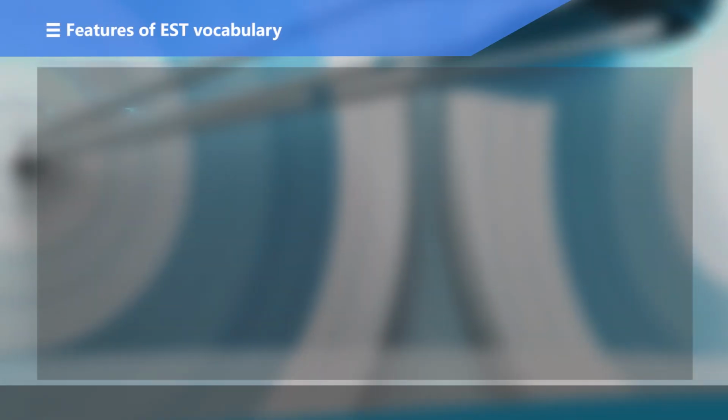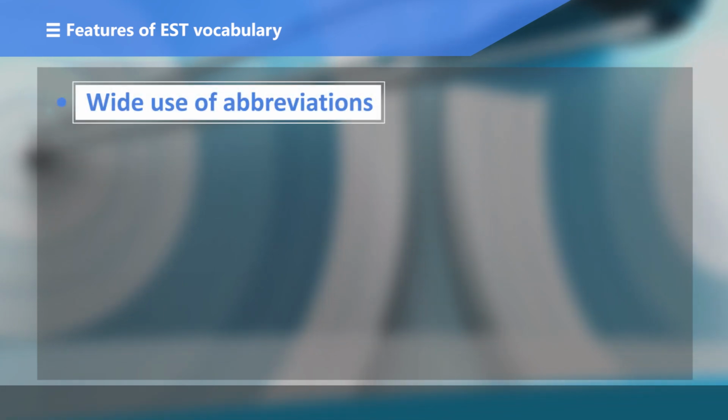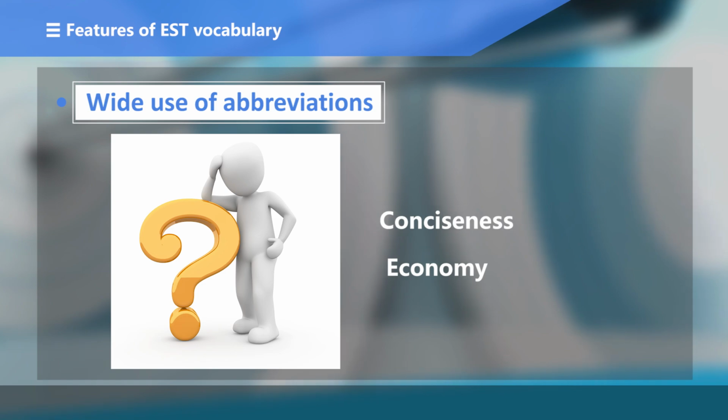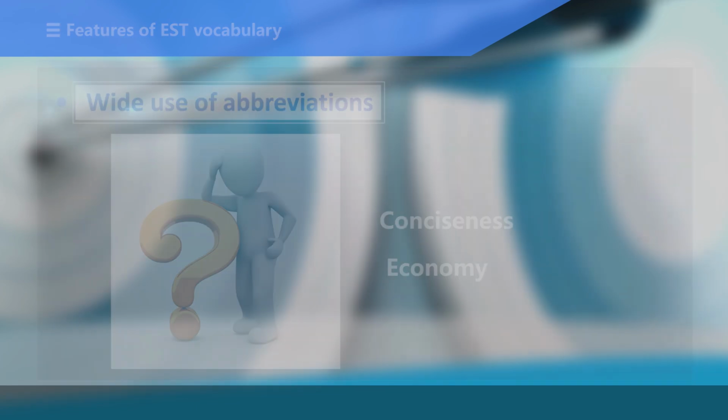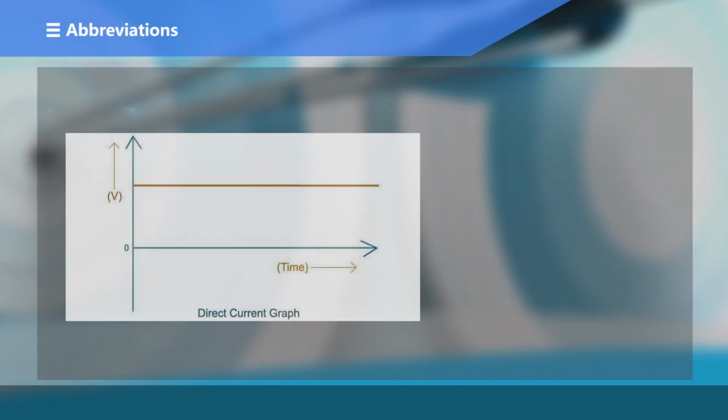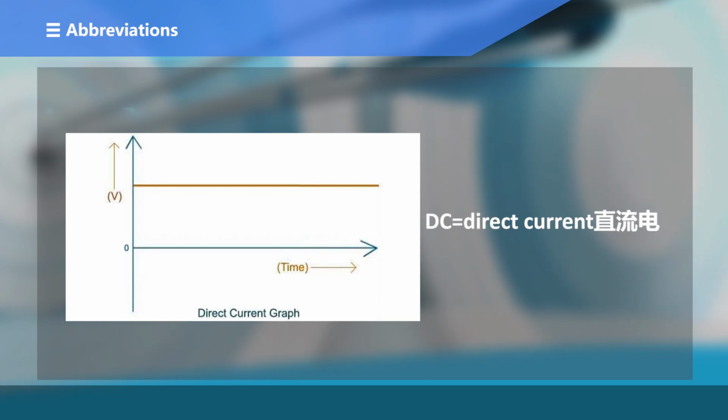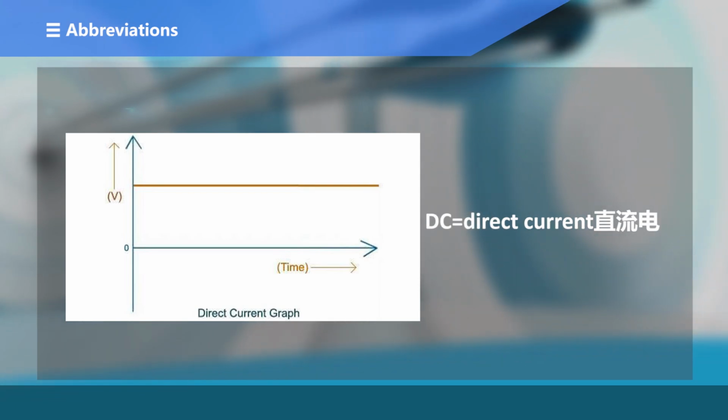In EST language, another feature of EST vocabulary is the wide use of abbreviations. Why? Just to meet the requirements of conciseness and economy in EST. You can see examples as follows. DC, its full name is direct current, means 直流电.